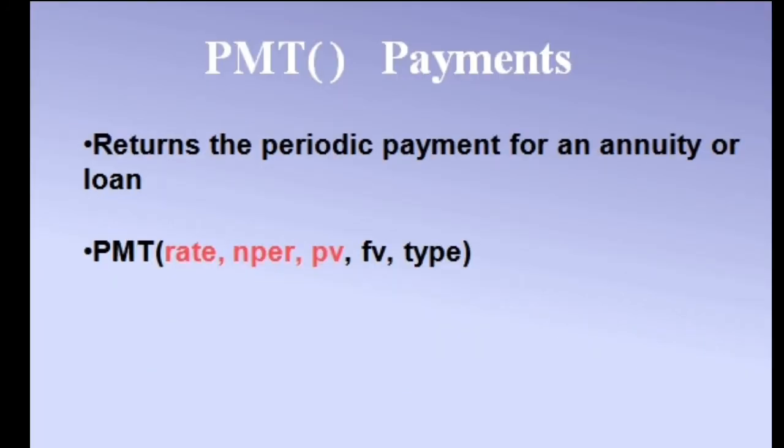PMT function. This function will return the periodic payment for an annuity or loan. This is the formula regarding the PMT function, and here the type means 0 for payment at the end of the period, or 1 for payment at the beginning. So just focus on it.